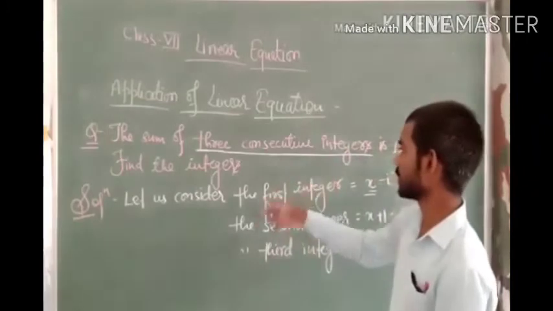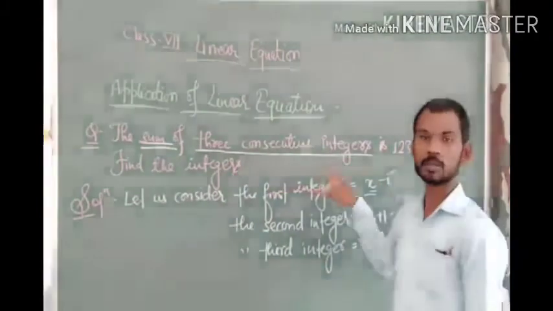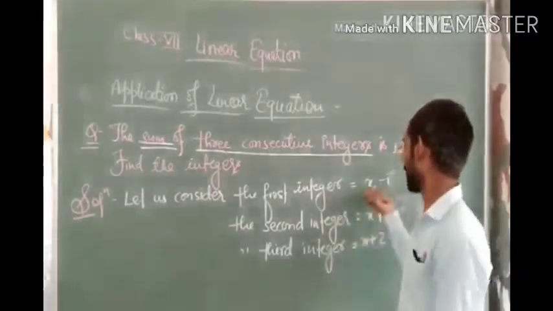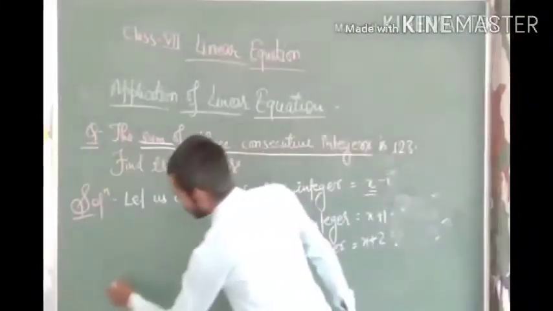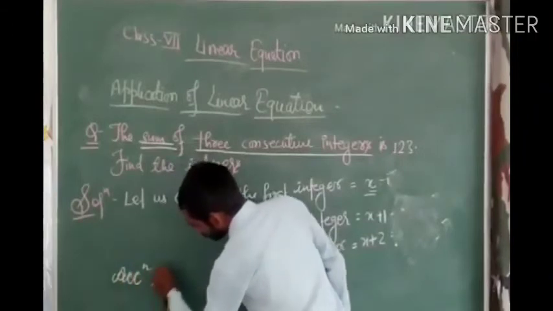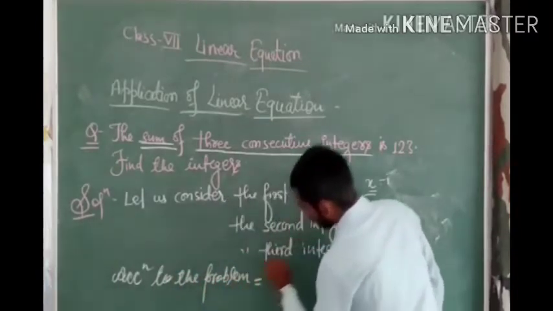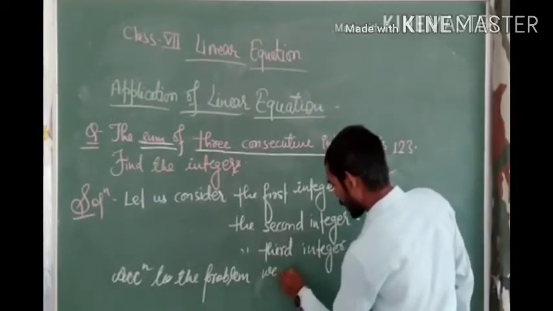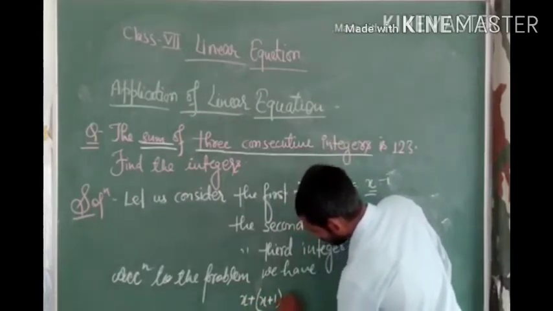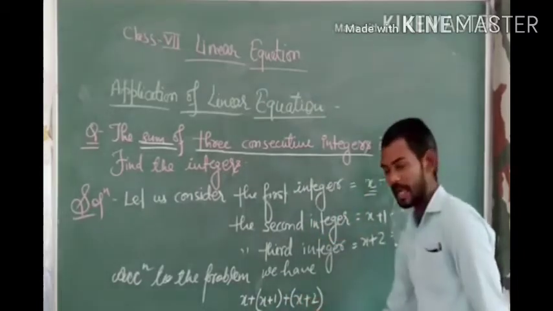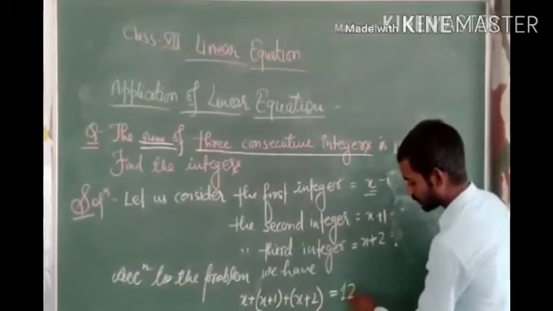As the question is saying, the sum of three consecutive integers. Sum of three consecutive integers means here we have to add x, x plus 1, x plus 2 and it is equal to 123. So we write according to the question. According to the problem, we have x, x plus 1, x plus 2. These are the sum of three consecutive integers, and this is equal to 123.